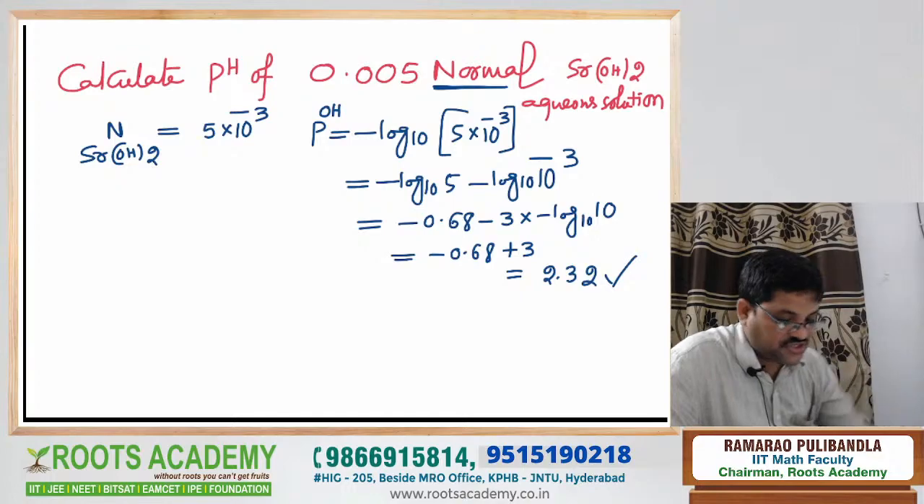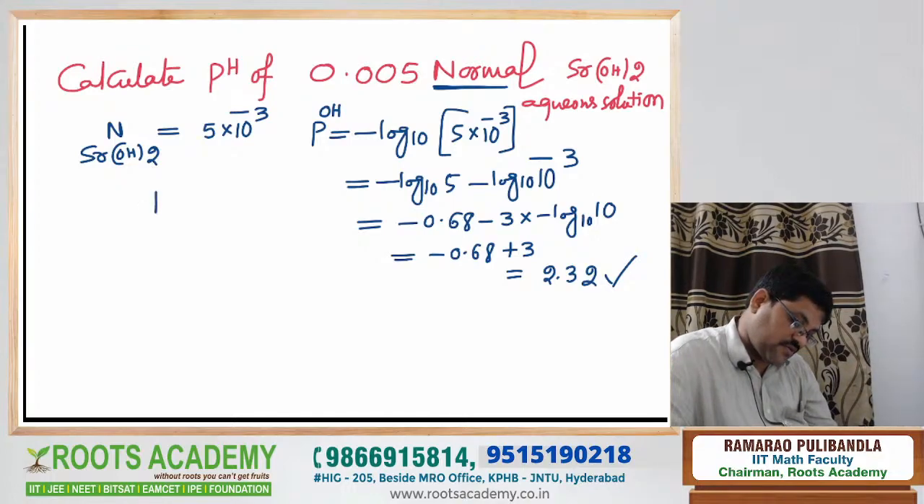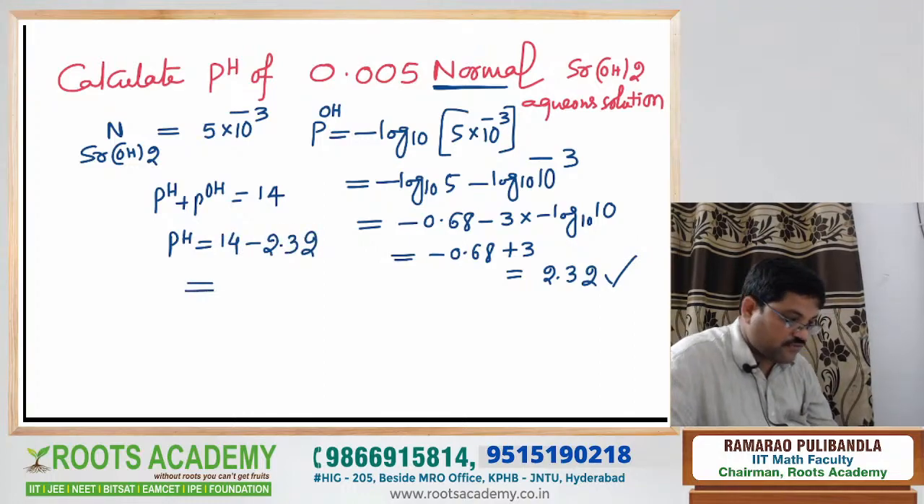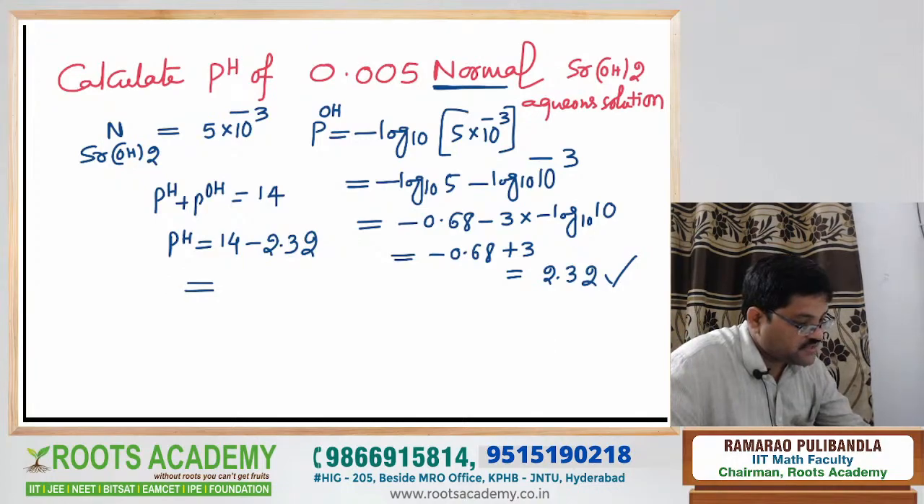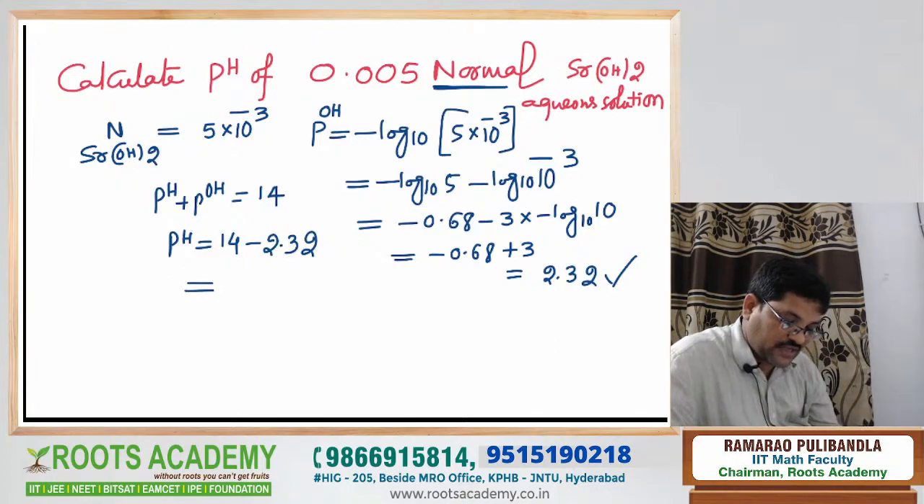And you want pH. You are very well aware that pH plus pOH is equal to 14. Therefore, pH is equal to 14 minus 2.32. So you get 11.68. pH is more than 7, that is basic nature.